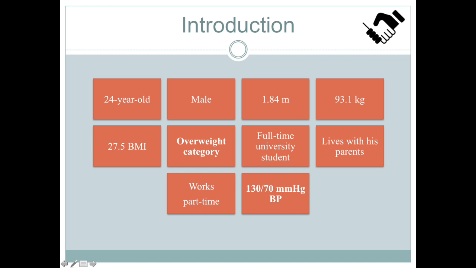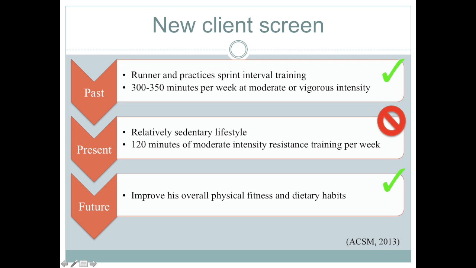The client is a 24-year-old male with a resulting body mass index of 27.5. According to this ratio, the client is placed in the overweight category of the BMI scale. He is a full-time university student who lives with his parents and works part-time on weekends. The client has a higher resting blood pressure of 130 over 70 millimeters of mercury. My client scheduled the consultation to improve his overall physical fitness and dietary habits.